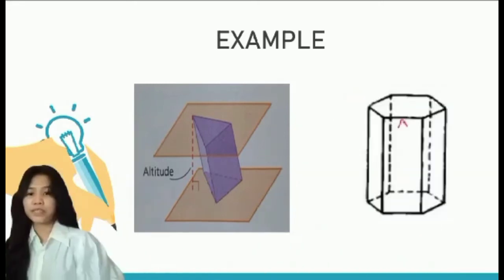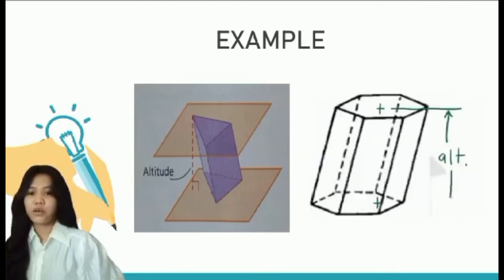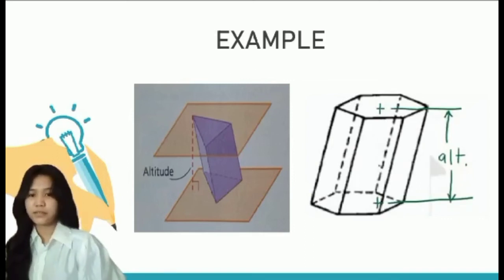So in a right prism, the altitude is the same as the height, and that would be the same as the length of one of the vertical edges. While in an oblique prism, the altitude would actually not be the length of one edge, but instead the shortest distance between the bases, or more accurately, between the planes containing the bases.